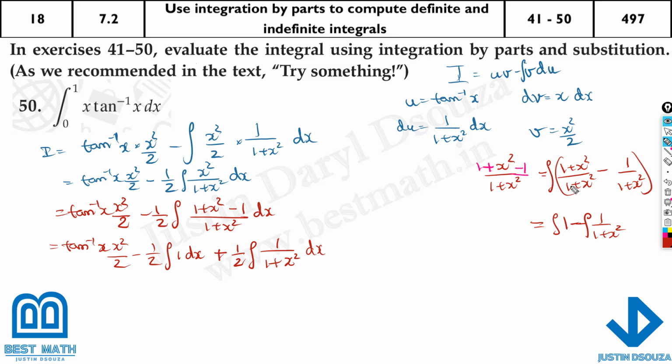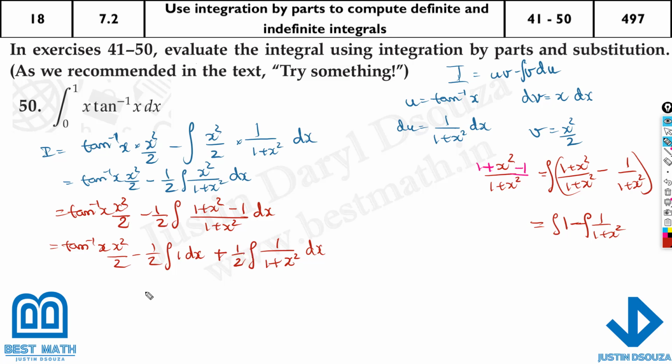Now we have 1 plus x squared by 1 plus x squared. Here, that term becomes 1. Minus 1 by 1 plus x squared, that remains. But we are multiplying with minus half integral, right? The first term becomes negative, minus half integral 1 dx. The second term's minus was already there, so it became plus this much.